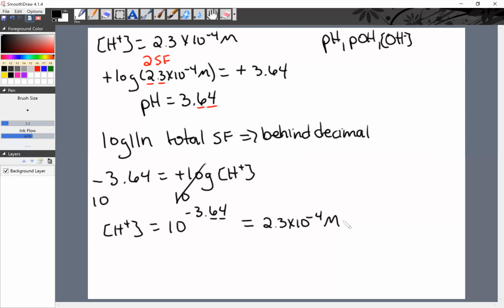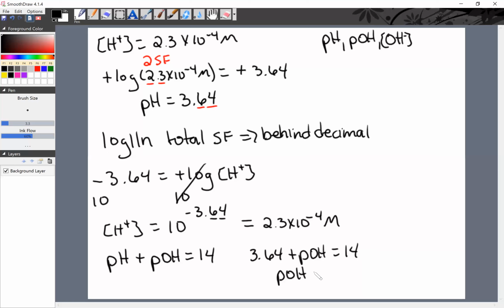Well, what if I want the pOH? Well, I already have the pH, so let's just do the simple route. Because I know the pH plus the pOH is equal to 14. So if I have 3.64 plus the pOH is equal to 14, and remember that 14 is sig figless. So 14 minus 3.64 is 10.36. Oh, nice. All right.